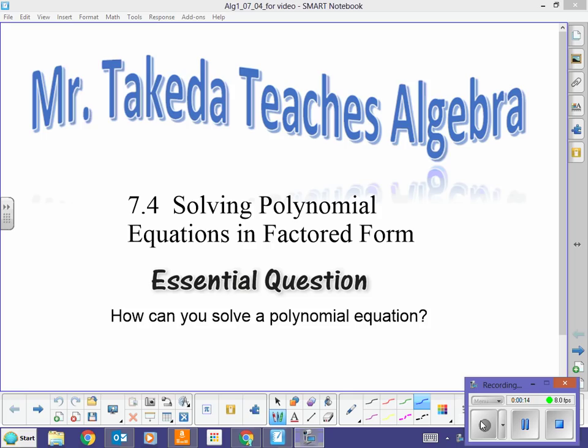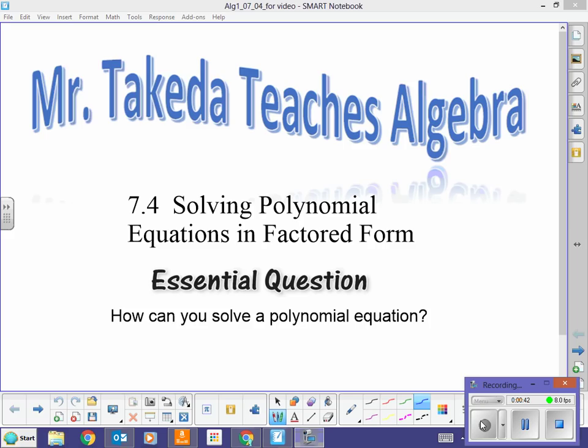This is lesson 7.4 on solving polynomial equations in factored form. Okay, so let's break down that title real quick. Polynomial equations, we know what polynomials are, and we know what equations are. So polynomial equations are equations that have a polynomial in them. And how do we solve that? Factored form, well, that's going to be a little bit different. What's that? Well, we'll talk about that as we go.